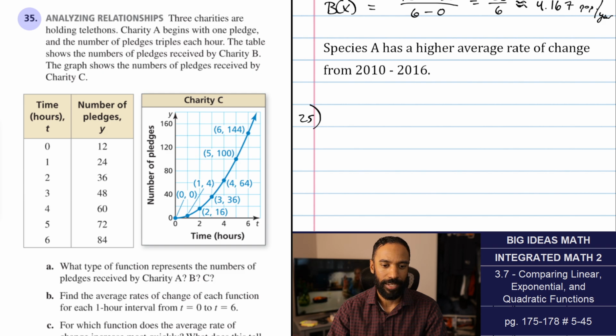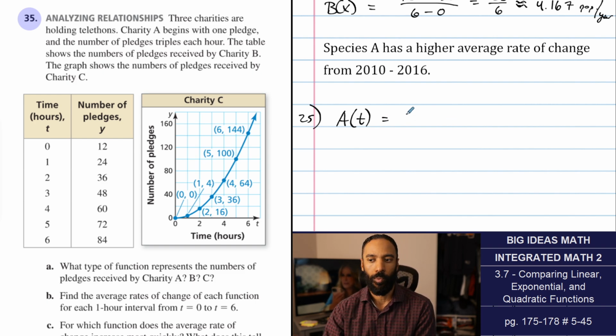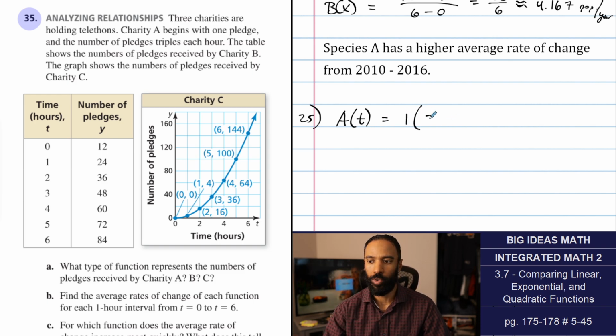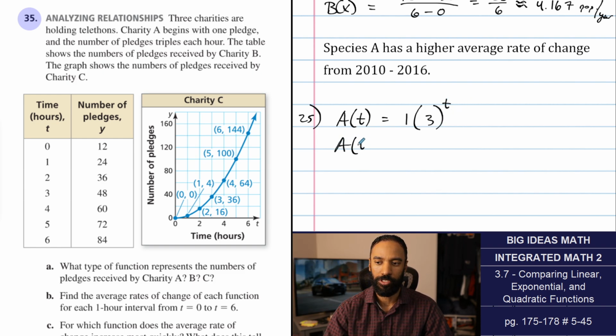This uses Y and T. I'm going to call this A of T. I'm going to go ahead and already come up with that model. So it begins with 1 pledge, and the number of pledges triples each hour. If T is number of hours, this is our equation, A of T equals 3 to the T power. That's an exponential model.